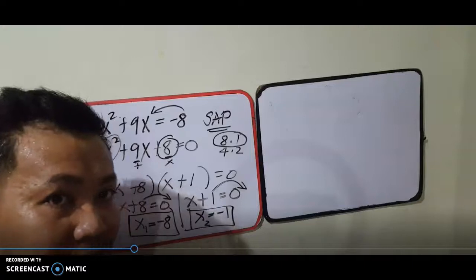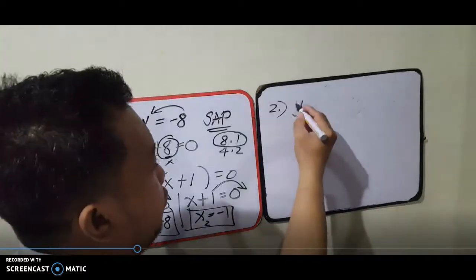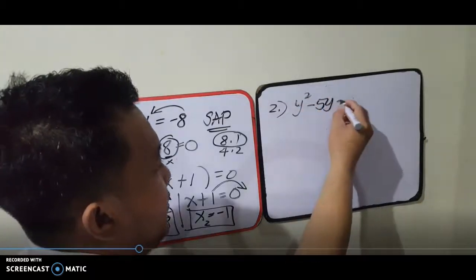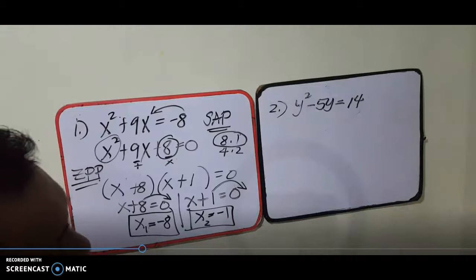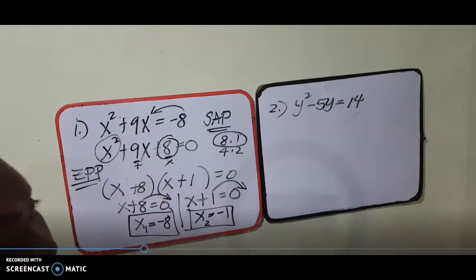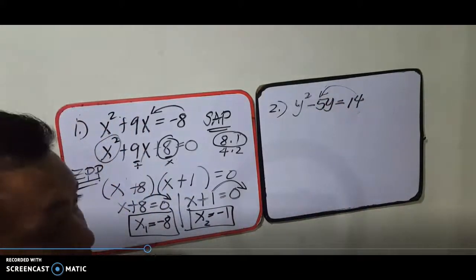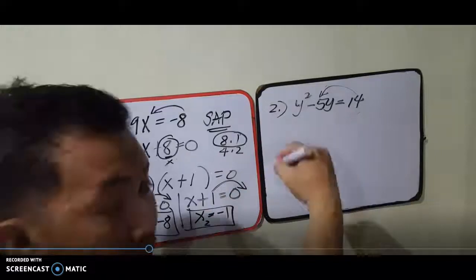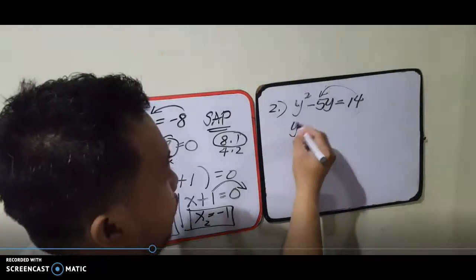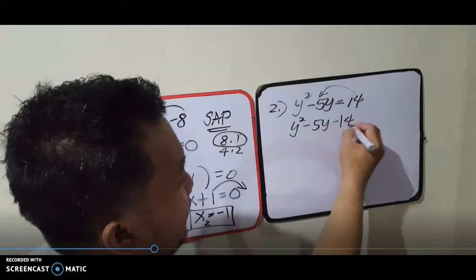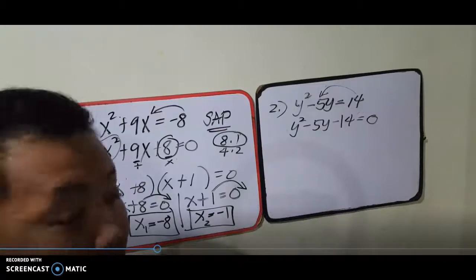So for you to understand it more clearly, let's try another example. Example number 2: y squared minus 5y is equal to 14. This is similar to example number 1. The first thing you're going to do is move 14 to the left side of the equation. Positive 14 will become negative 14 when you move it to the left side by using the subtraction property of equality. So we'll have y squared minus 5y minus 14 is equal to 0, which is already written in the general form of the quadratic equation.